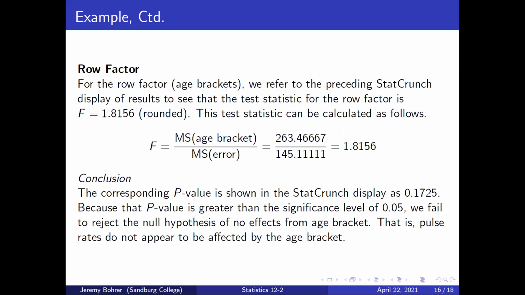Row factor. For the row factor, age brackets, we refer to the preceding StatCrunch display of results to see that the test statistic for the row factor is F equals 1.8156 when rounded. This test statistic is calculated as below. Conclusion: the corresponding p-value is shown in the StatCrunch display as 0.1725. Because that p-value is greater than the significance level of 0.05, we fail to reject the null hypothesis of no effects from age bracket. That is, pulse rates do not appear to be affected by the age bracket.